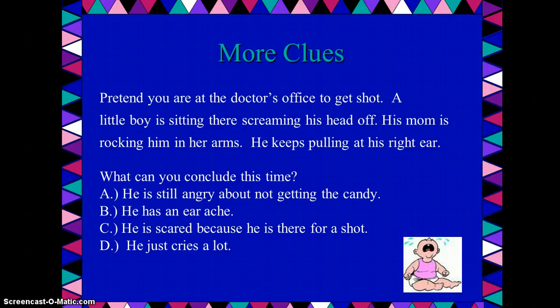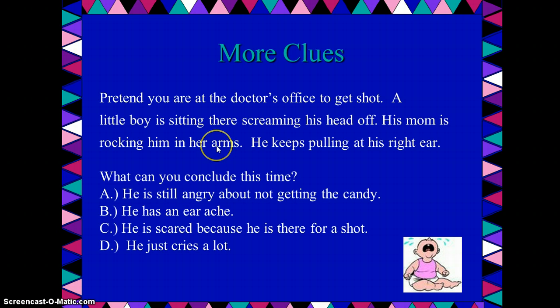Did you guess B? If you guessed B, you're probably right. Okay, looking at this, A is not right. We don't know that this is the same little boy. We're just saying it's another little boy, and it's a little boy who's screaming his head off. This time he's not being dragged, and his mother's not ignoring him. She's actually rocking him in her arms.